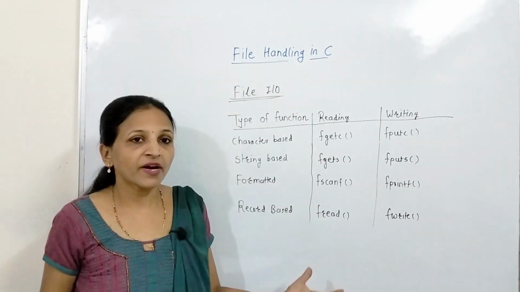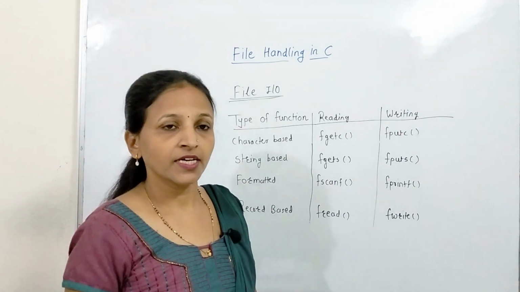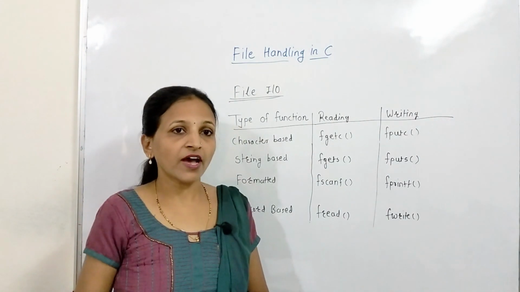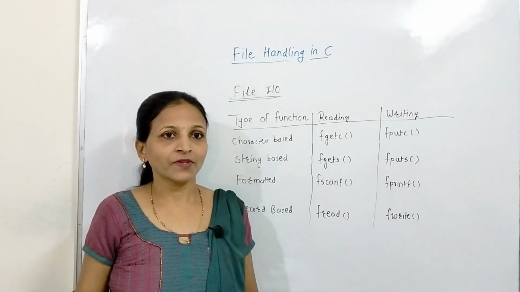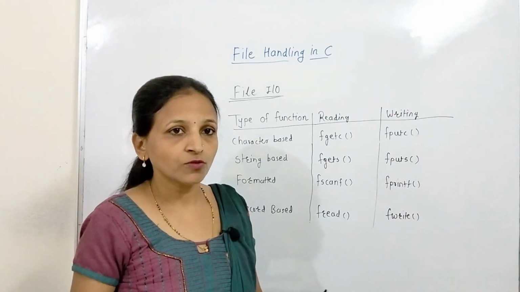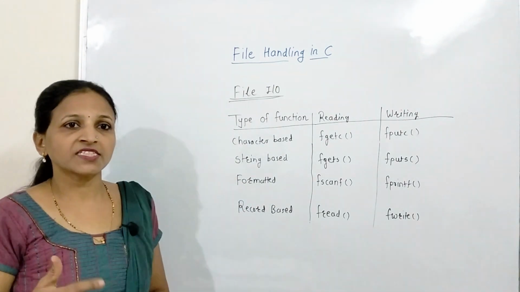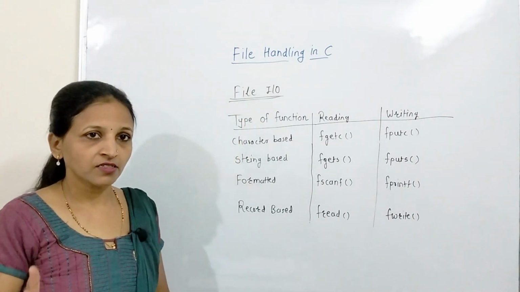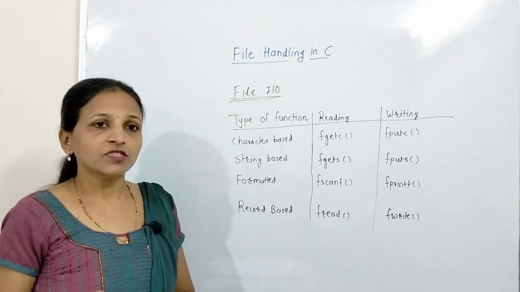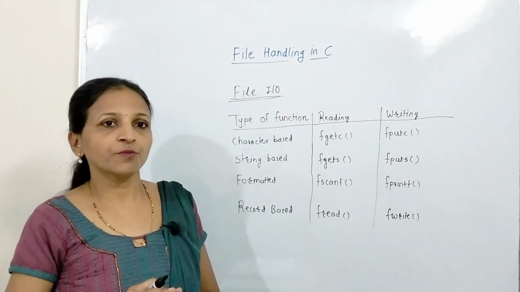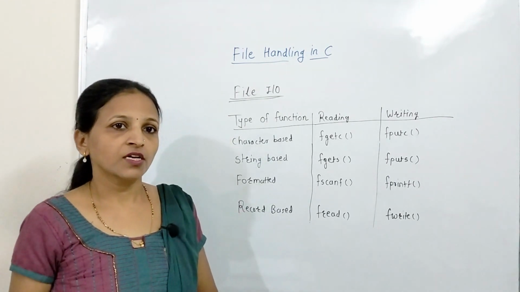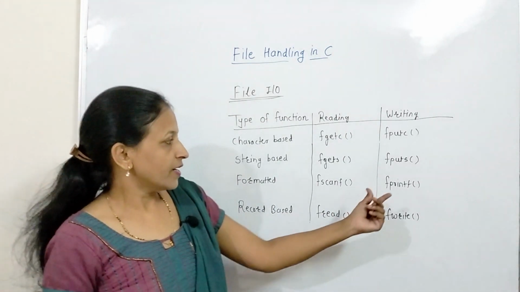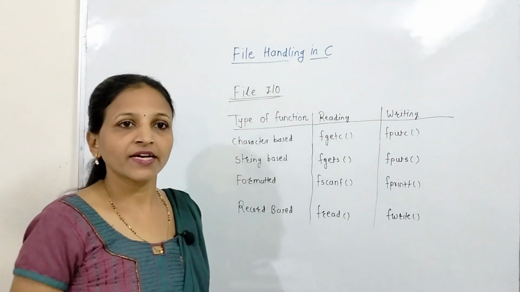The next one is formatted. Formatted I/O functions we have seen in detail in C, like printf and scanf. Why formatted? Because formatting is possible. How to display data and how to accept data, for that we can specify some format, using format specifiers like %d for integer, %f for float, with printf and scanf. That is for keyboard and output screen, console based I/O functions. fscanf is to read data from a file, and fprintf to write data to a file in a formatted way.